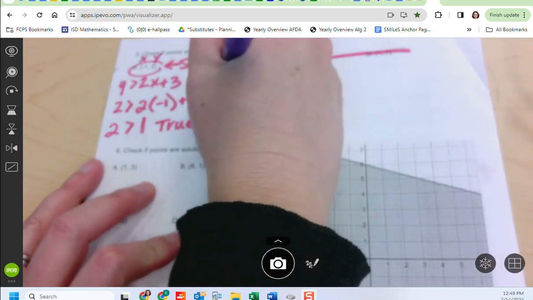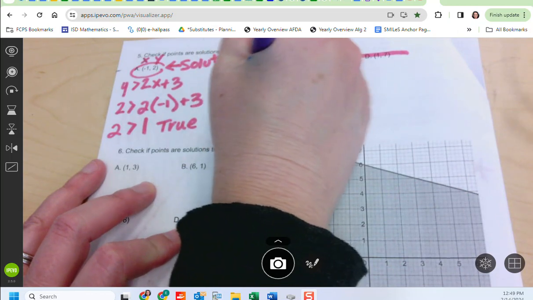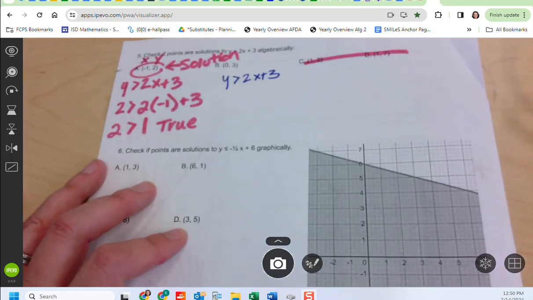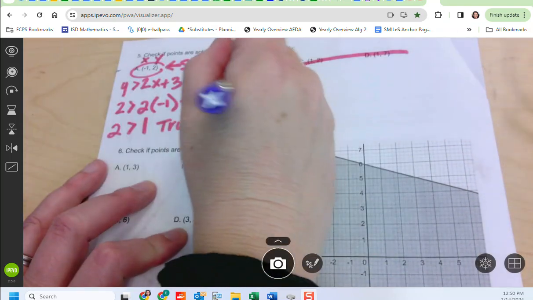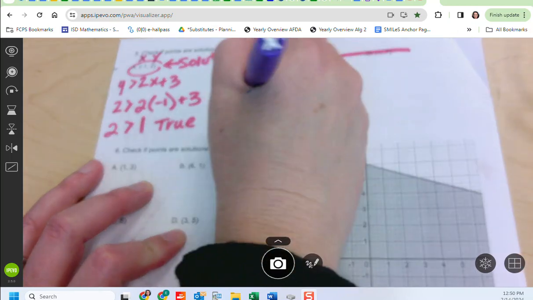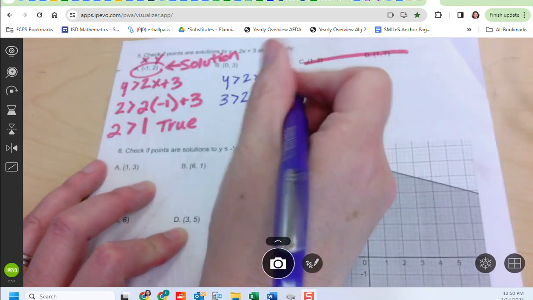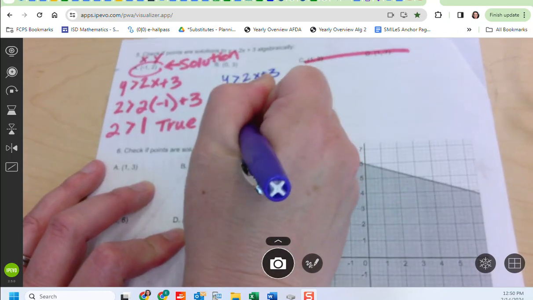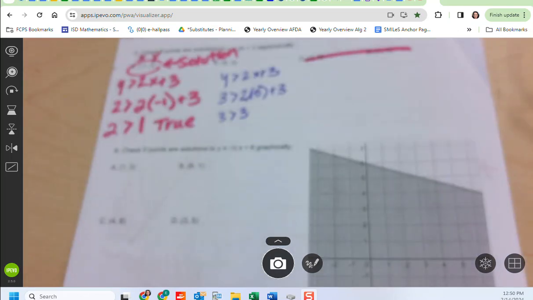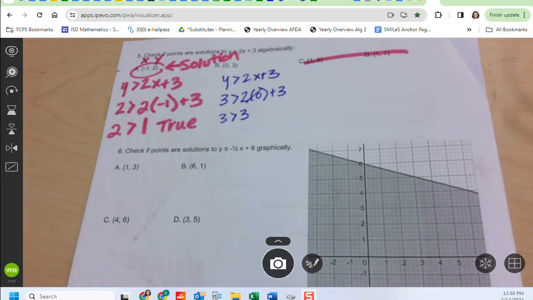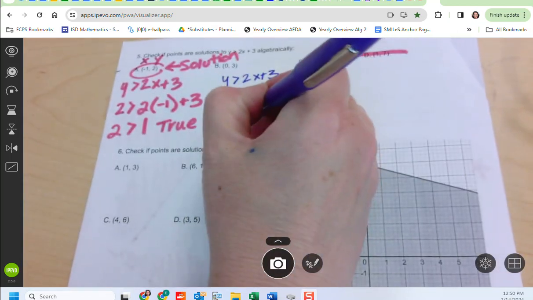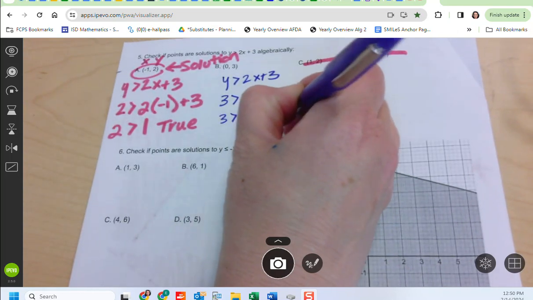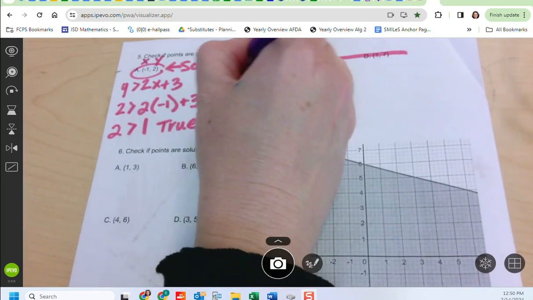We're going to check B. What number should I put for y? 3, good. 3 is greater than 2 times 0 plus 3. 2 times 0 is 0. And I get 3 is greater than 3. Is that true? Is 3 bigger than 3? No, 3 is not bigger than 3. They're equal. So because 3 is not greater than 3, this is not true, and this is not a solution.